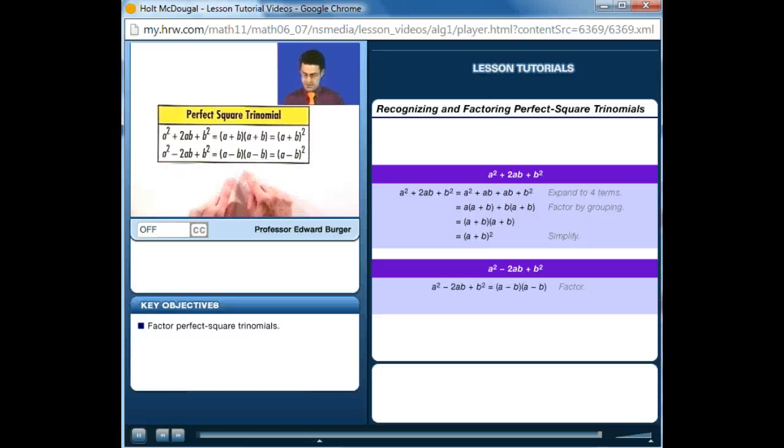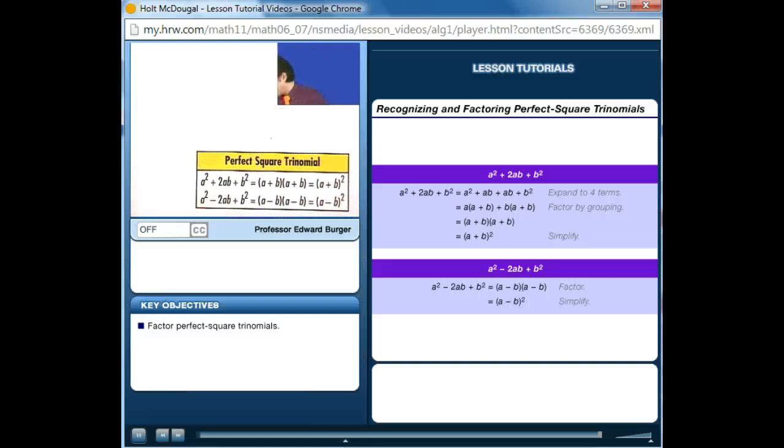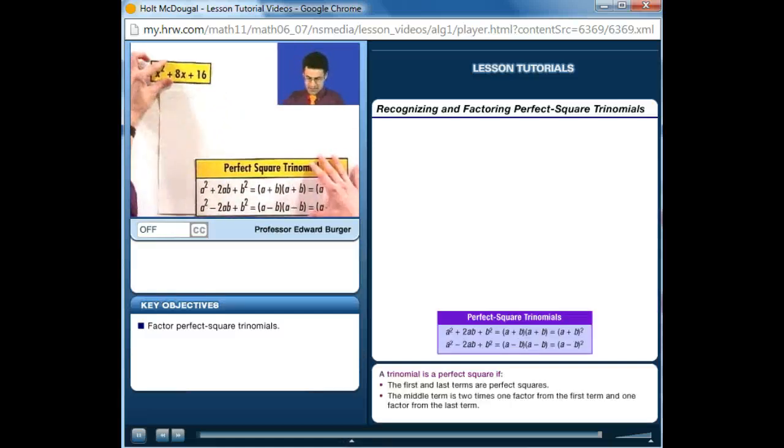A times a squared. Outer term, negative ab. Inner term, negative ab. Net result, negative 2ab. Negative b times negative b is positive b squared. So there we can see that we have a minus b all squared. These are really important and fun. Let's take a look at some examples where you can see this happening in action.